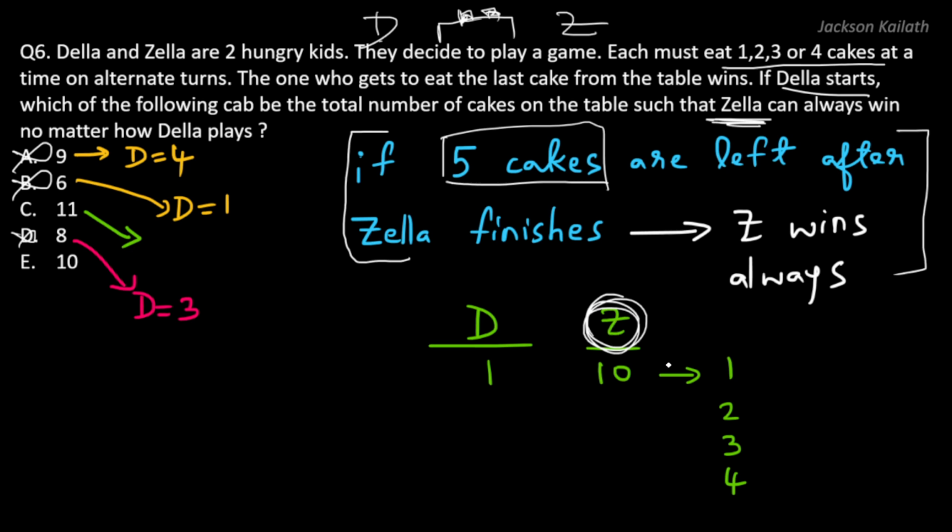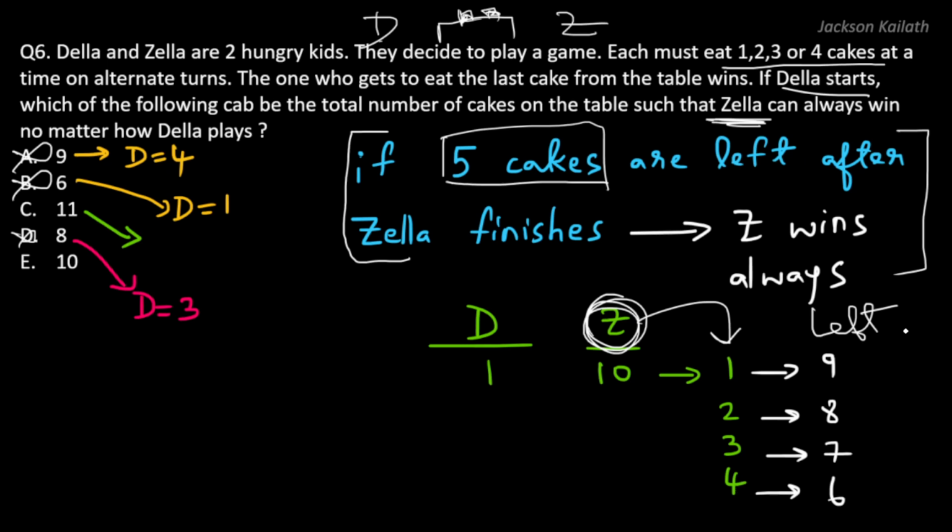Now if Zella eats 1 cake, the number of cakes left after this will be 9, right? Similarly, in the case of 2, it would be 8. In the case of 3, it would be 7. And in the case of 4, it would be 6. And again, it is Della's turn, right? And again, remember over here, based on the condition over here, if Della just eats 4 cakes, we'll be left with 5 cakes. So again, whatever Zella does, Della would be the winner, right?